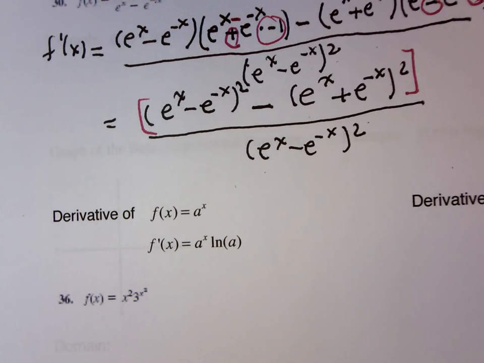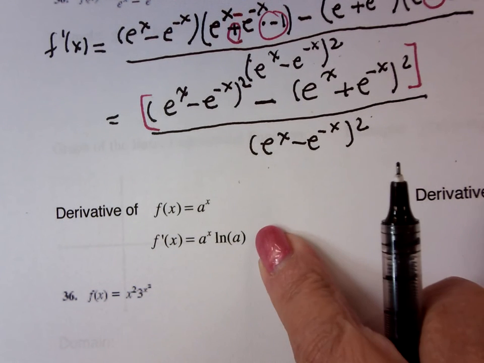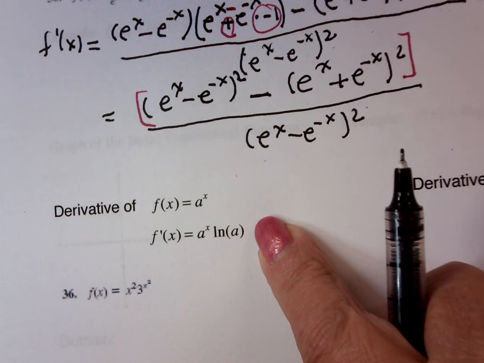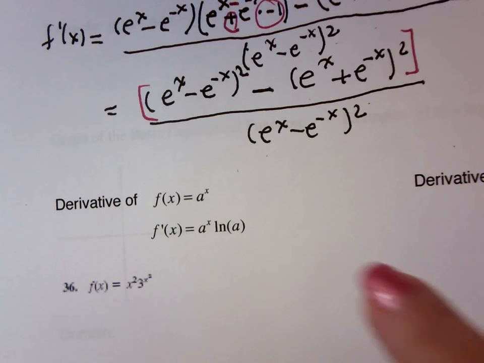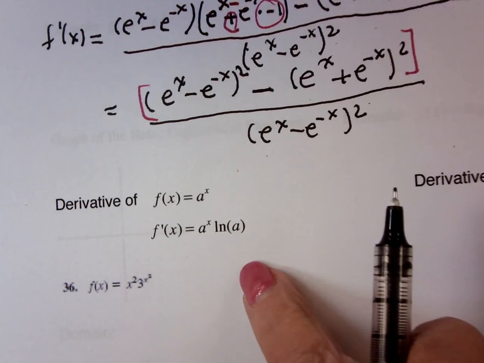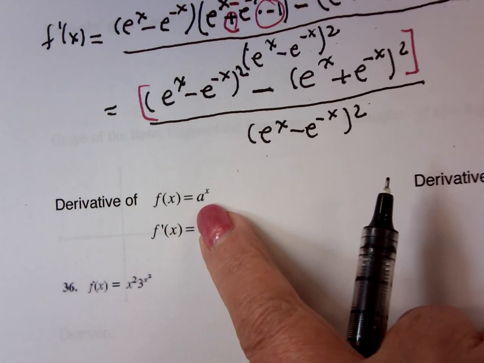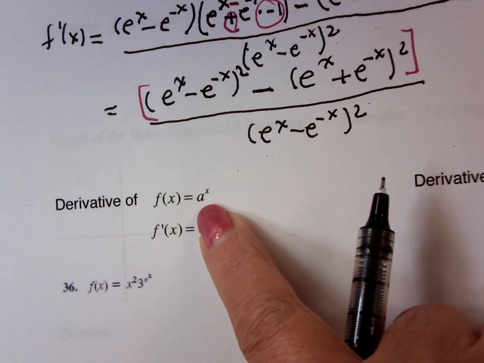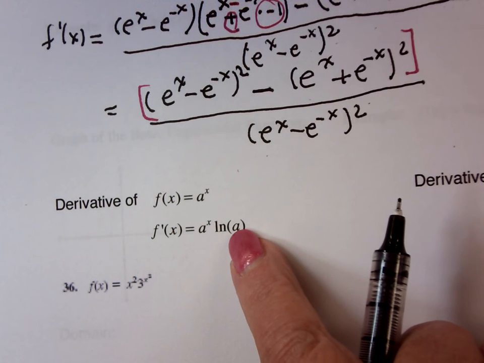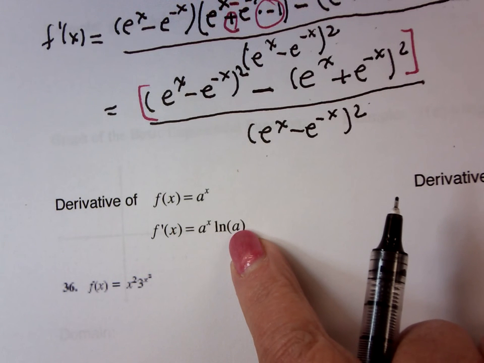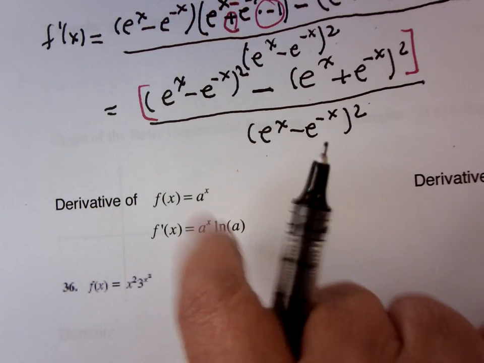Now this is the one, by the way, I always forgot. And fortunately in this class, I think I have one problem on the next test that's this, just for the heck of it. But we don't deal with something other than E. But this is the generalized form. It says if f of x is equal to a to the x, then f prime of x is equal to a to the x times the natural log of a. I always forget the natural log of a.